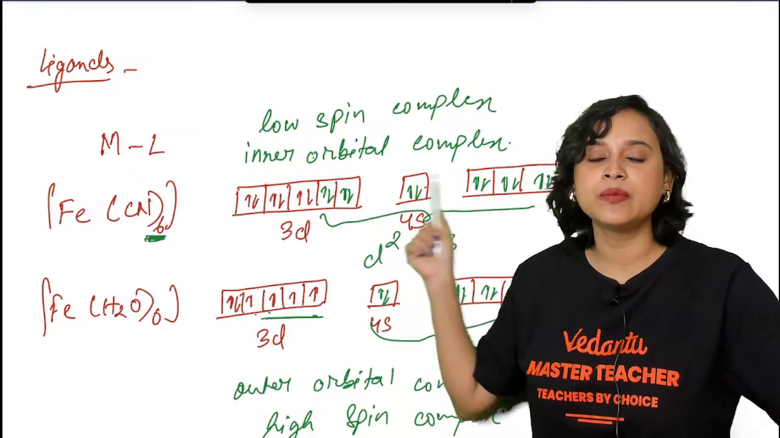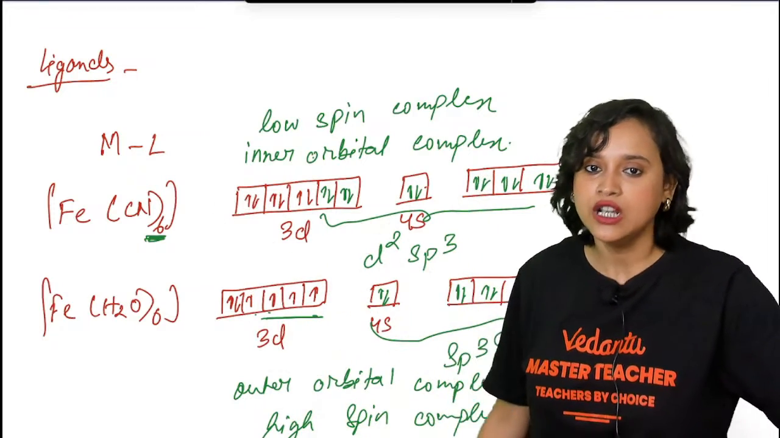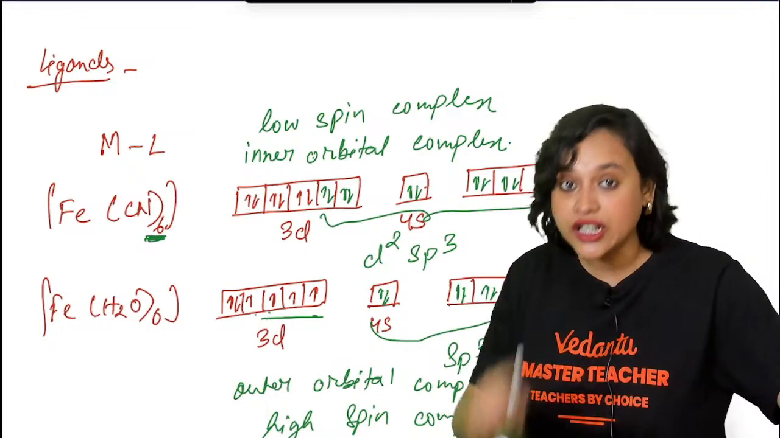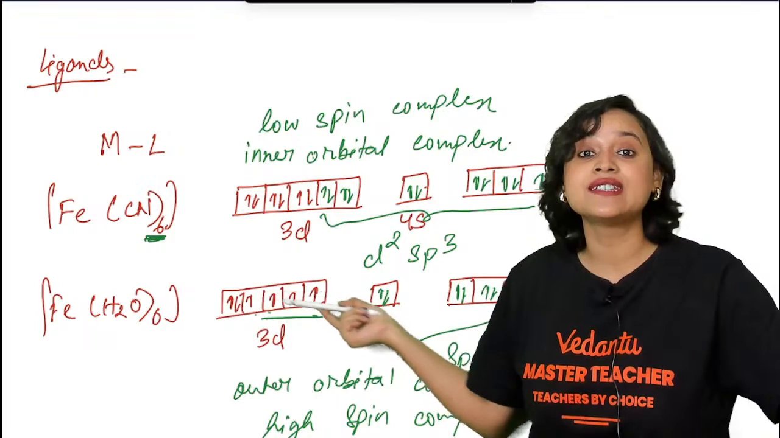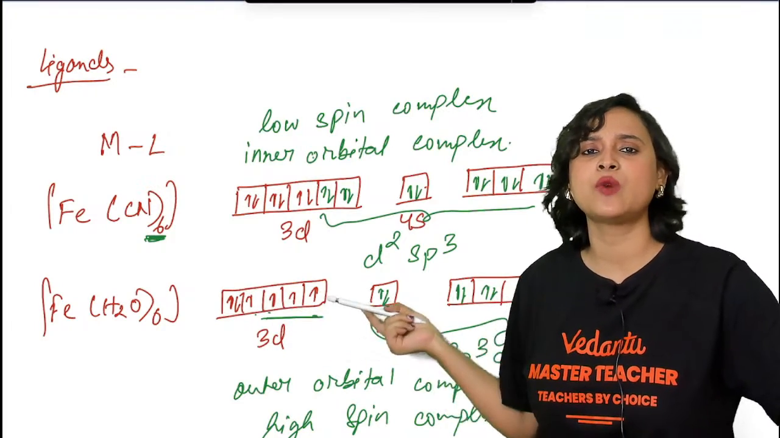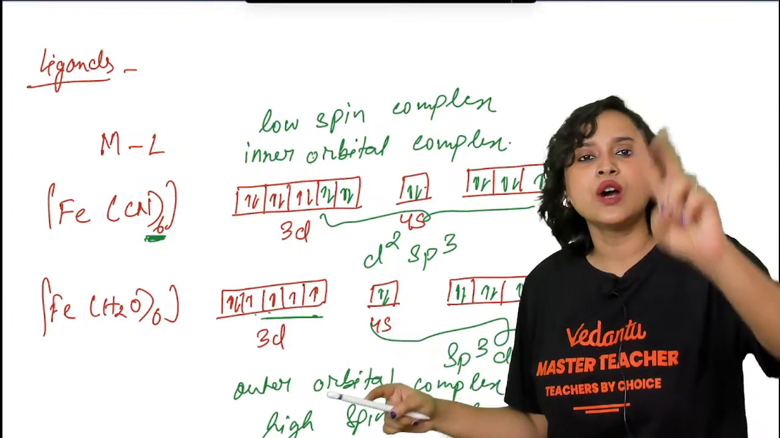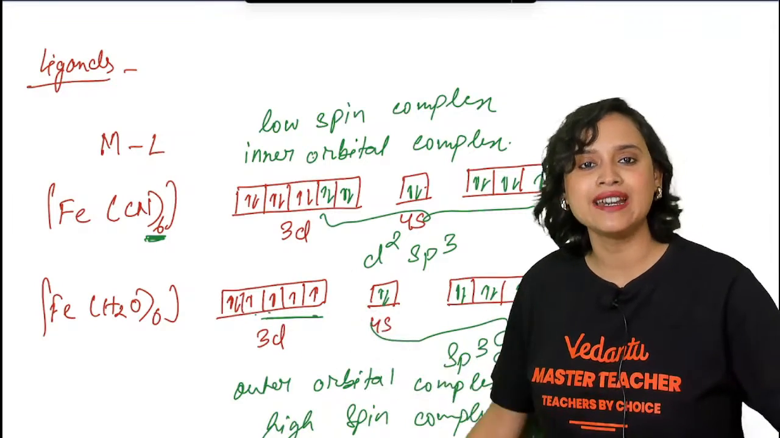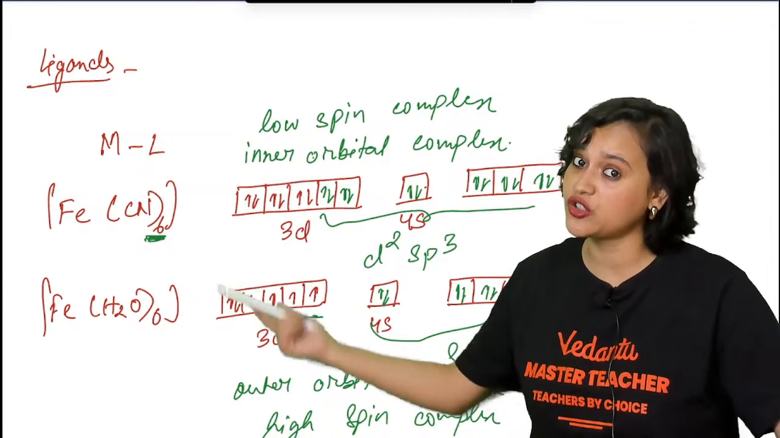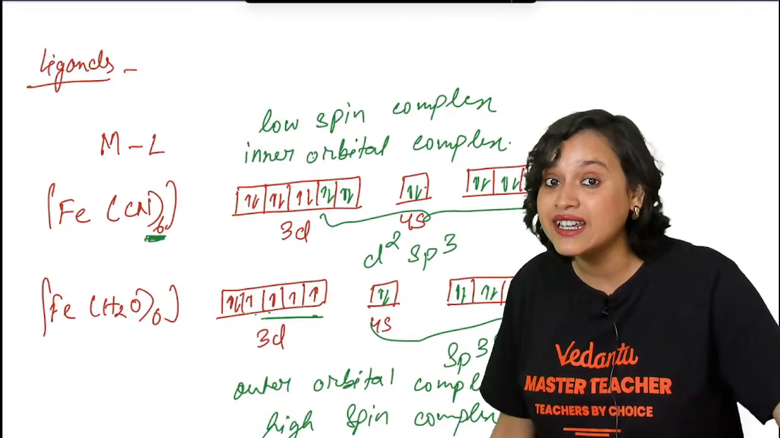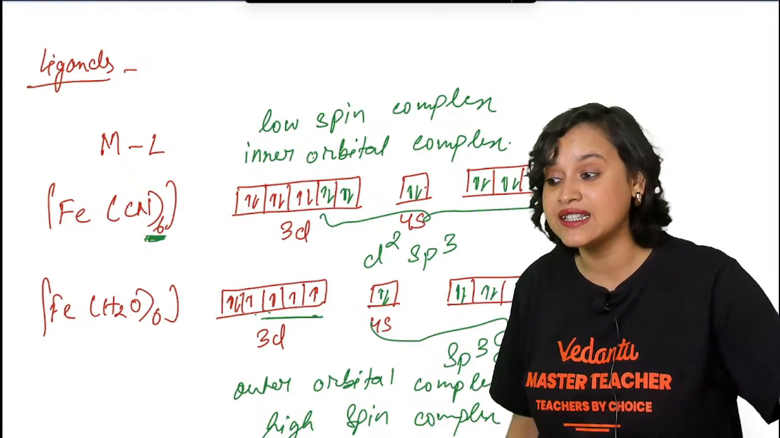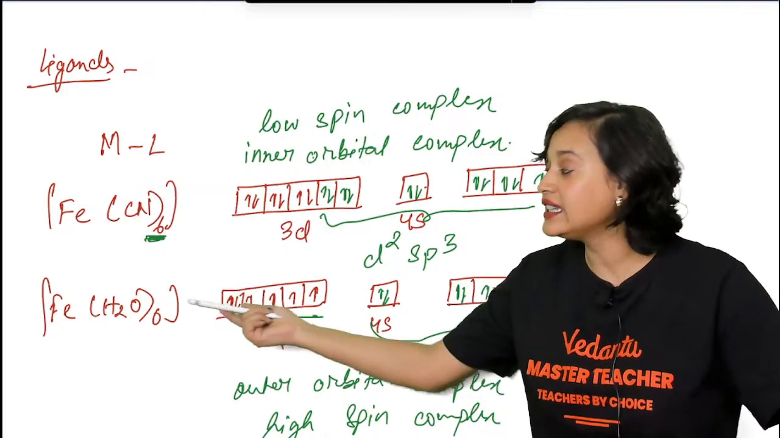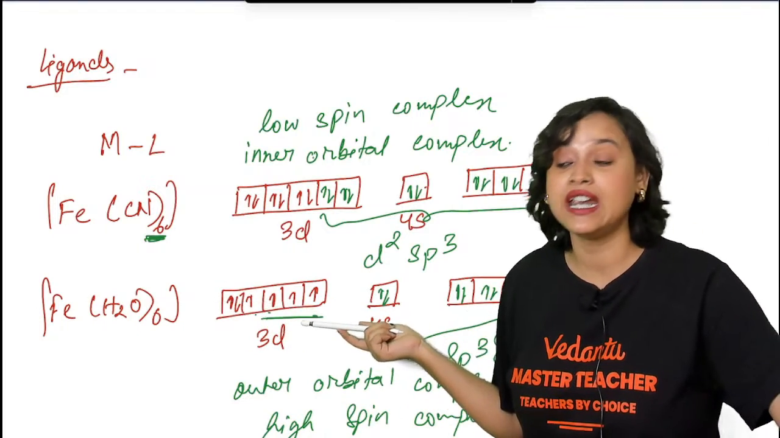Here there are no unpaired electrons, so the magnetic moment will be 0. If there is only one unpaired electron, you can calculate it quickly: 1 plus 0.5, 0.75, it will be 1.75, about 1.8. If there are 2 unpaired electrons, write it as 2.87. If there are 3 unpaired electrons, it will be 3.83. If there are 4 unpaired electrons, it will be 4.86. If there are 5 unpaired electrons, the magnetic moment will be 5.87.